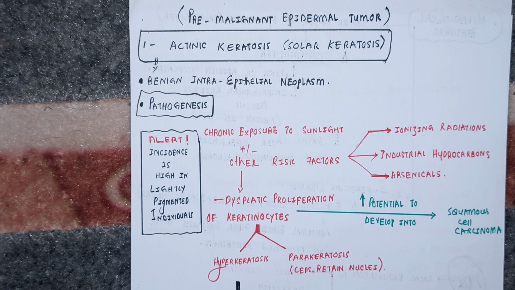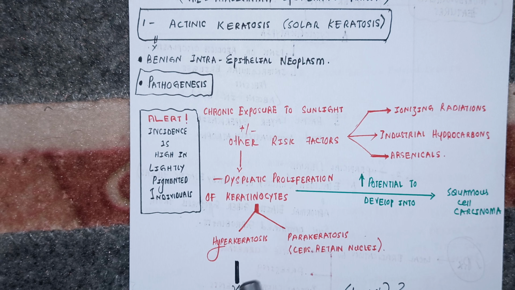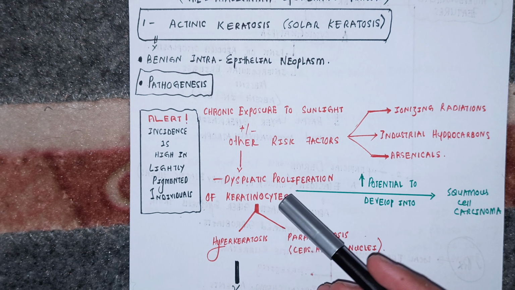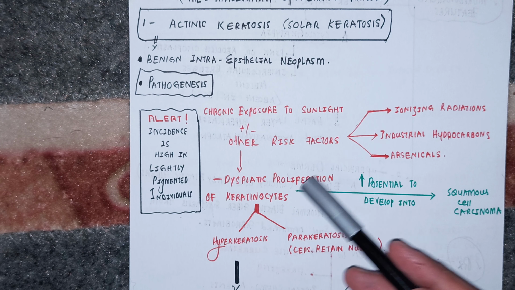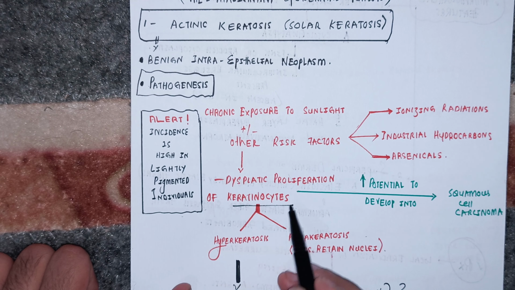So when you are exposed chronically to sunlight, or there may be some other risk factors as well, you know beta what's going to happen. There is dysplastic proliferation of keratinocytes, that is uncontrolled and abnormal proliferation of the keratinocytes. Keratinocytes are, by the way, the cells of your epidermis. You remember the 4 to 5 layers of the epidermis, and the cells of that epidermis are obviously called squamous cells or keratinocytes. Why keratinocytes? Because they produce keratin.